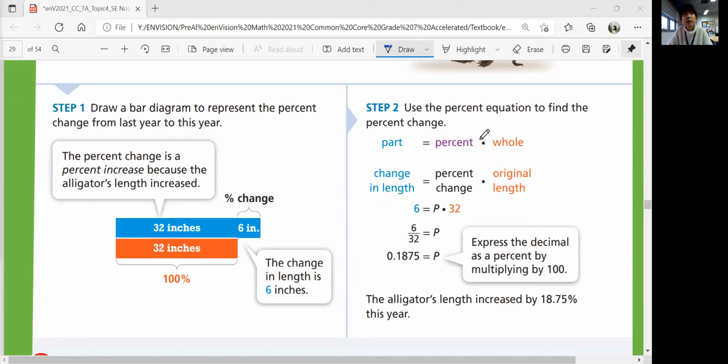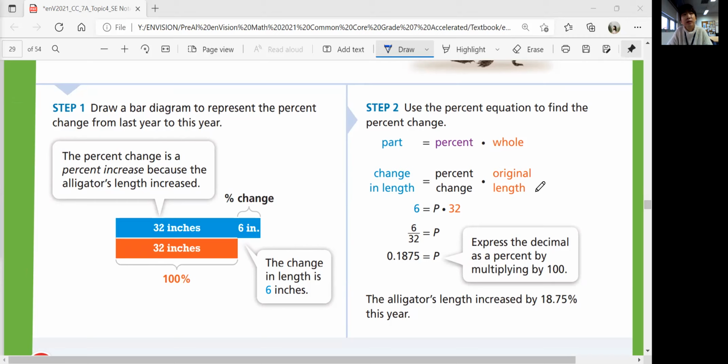Again, use the part equation. Part is equal to percent times whole. Part is the change in length, which is 6 inches. And then percent change is what we're trying to figure out, so leave it as a variable. Original length is 32 inches. Okay, that's from last year. And so 6 is how much percent of 32 is our equation.